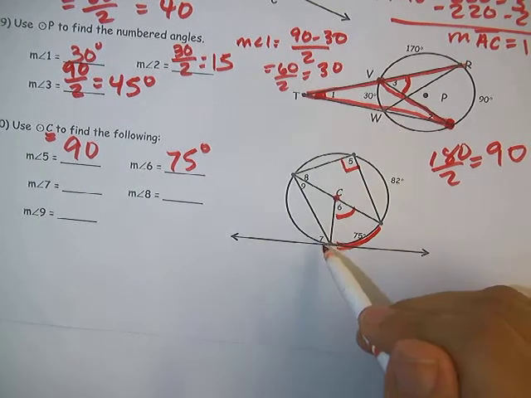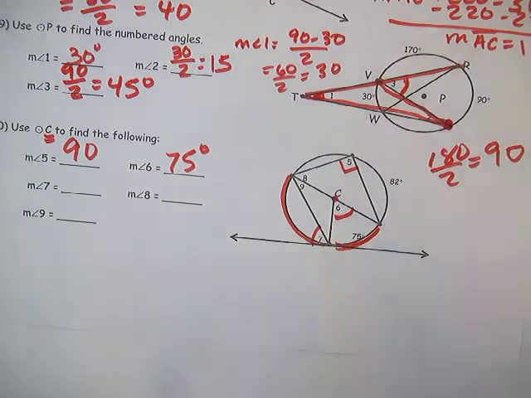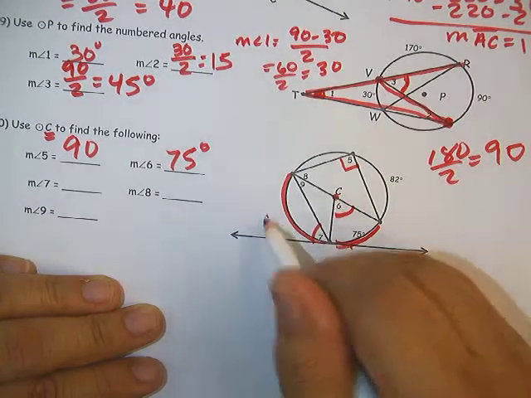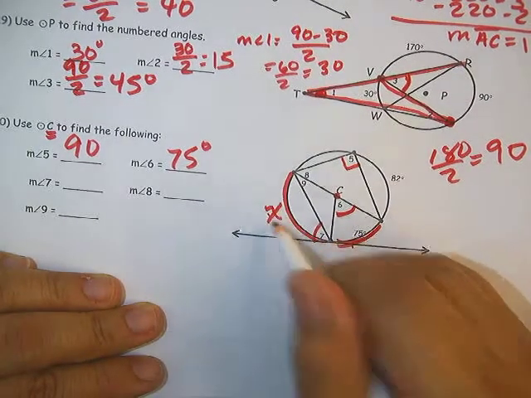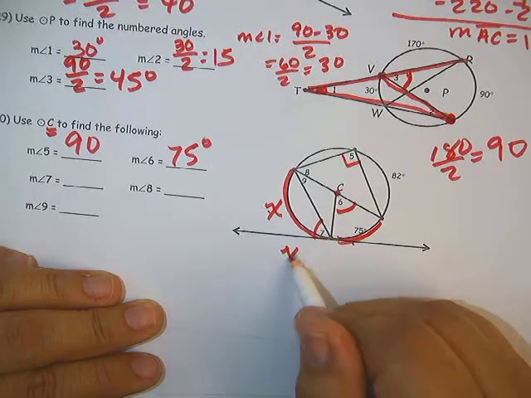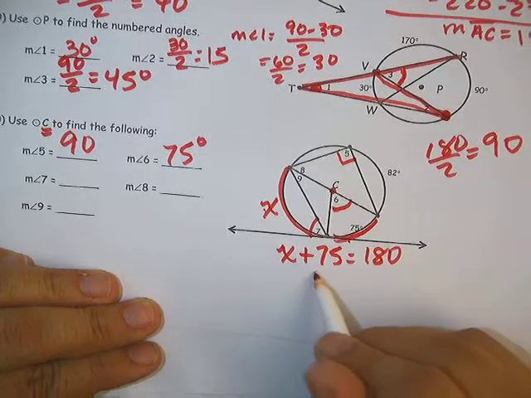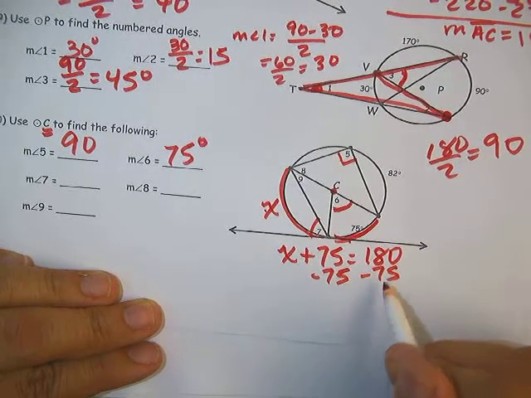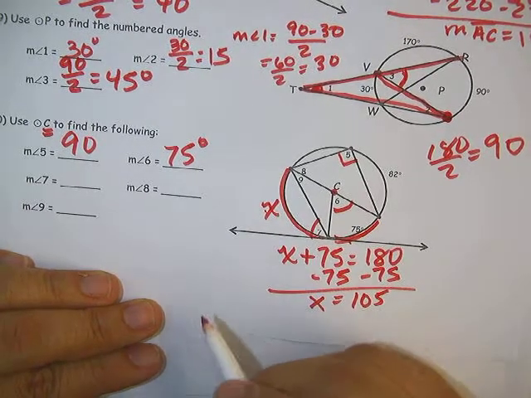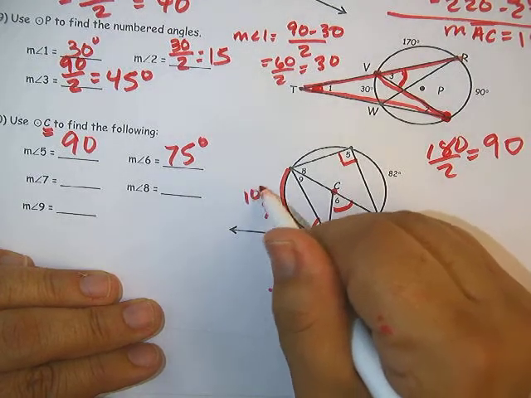Angle 7 is this angle right here, and it intercepts this arc. So how could we find that? Well, I know that this 75 degrees and this one, I'll use X for this. They make a semicircle, which means they have to add up to 180. X plus 75 equals 180. Go ahead and solve this using algebra. Minus 75 minus 75, X equals 105 degrees. So that's what X is, 105 degrees.